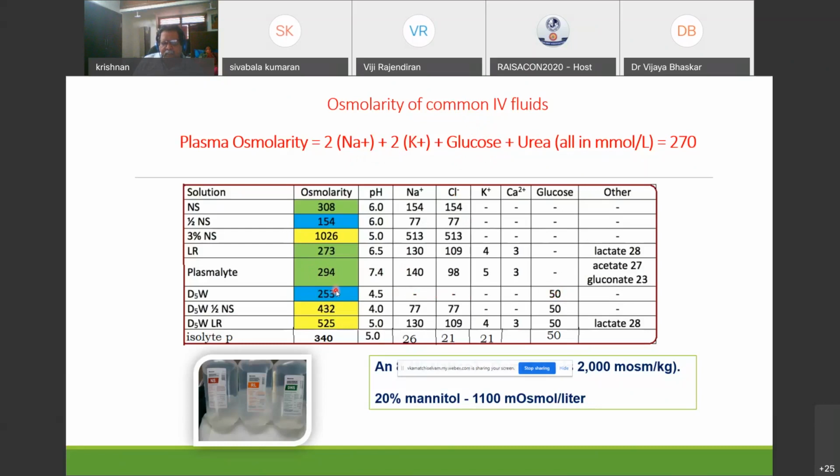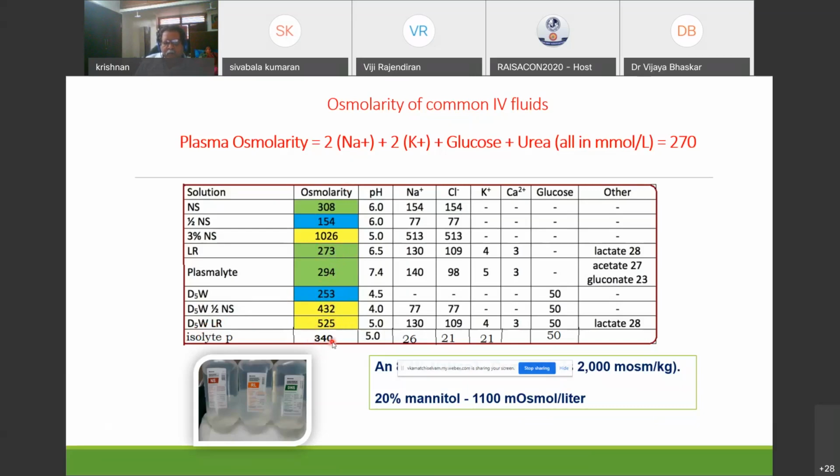This you should remember, because for all the solutions which contain 5% dextrose, you will have to add. So 5% dextrose with ringer lactate: ringer lactate osmolarity is 273, and 5% dextrose is 253. If you add these two, dextrose with ringer lactate, the osmolarity will be 525. So this is hyperosmolar.